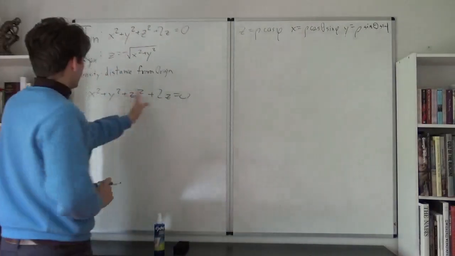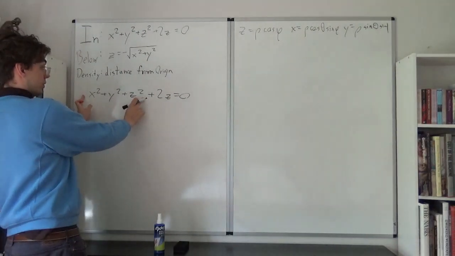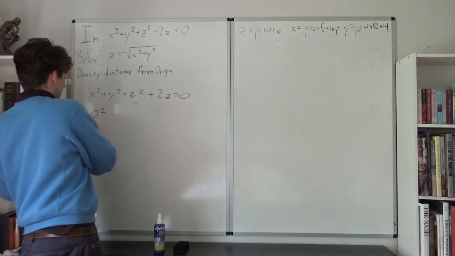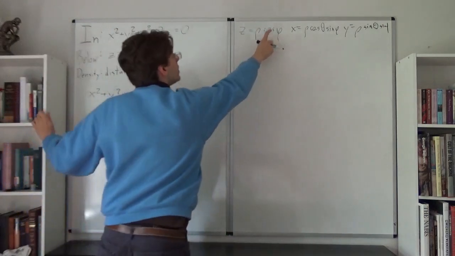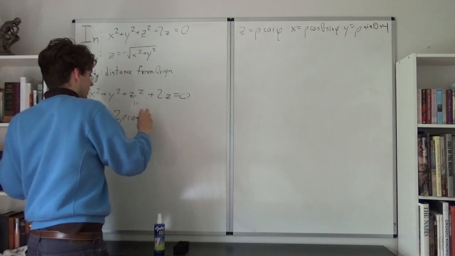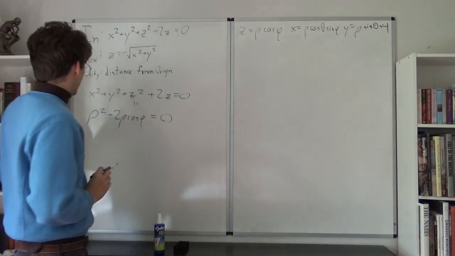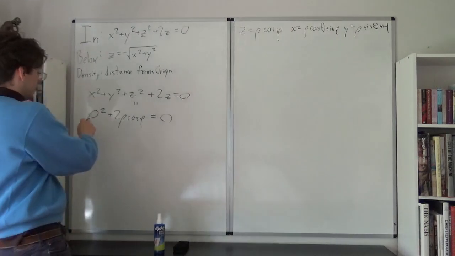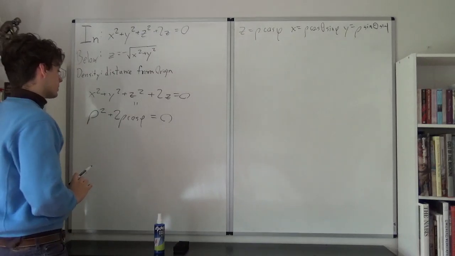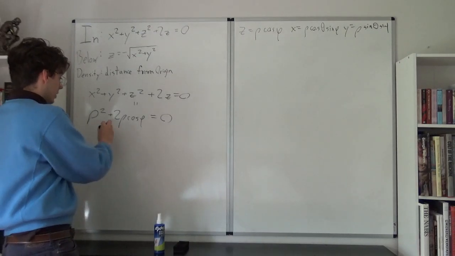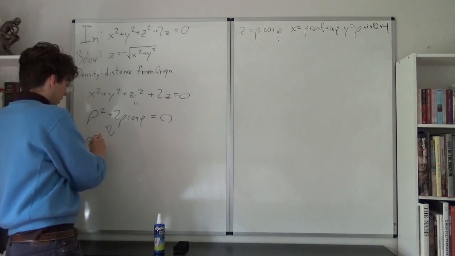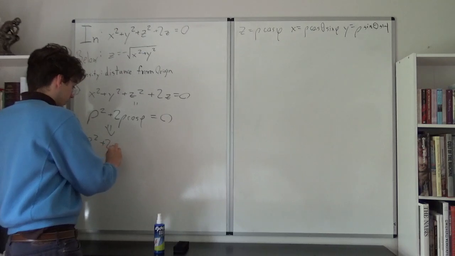Alright, so looking at this here, this part right here is just rho squared. And this part right here, oh, there's a z. This is going to be 2 rho cosine phi. Okay, so where do we go from here? Well, we have rho's throughout here, so let's get rid of that extra rho, that's completely unnecessary. So after we divide out rho, we get rho equals plus 2 cosine phi.